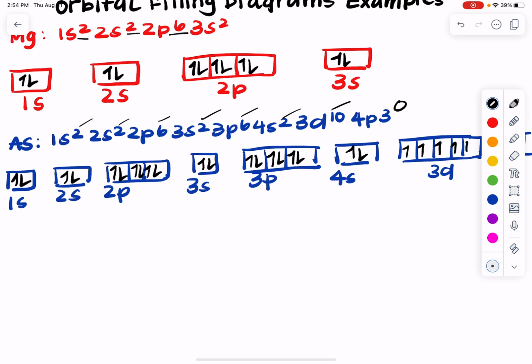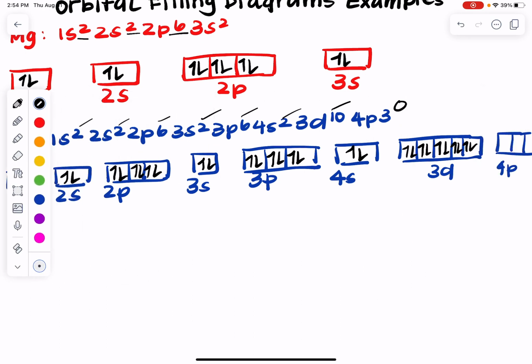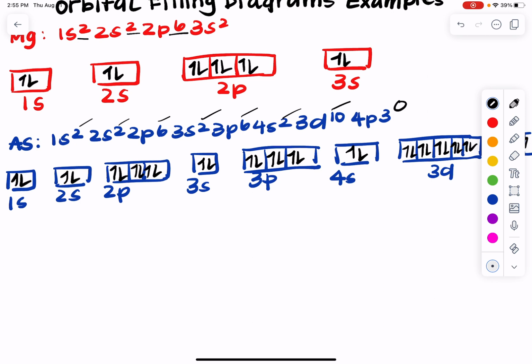And then once we get to the 4p orbital, I know my drawing's not really drawn to scale, but I'm going to fill the first 3, or the only 3, and we have no more electrons to work with. So this is the orbital filling diagram for arsenic.